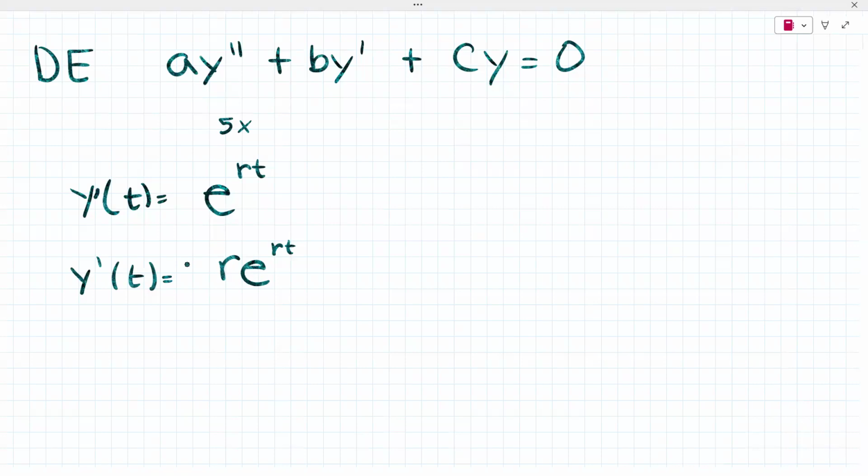And I think we also need our double prime. So y double prime of t is, so this r is like a constant. Do not use the product rule. So it's just going to be e to the rt times the derivative of rt, which is r, and then you have this extra r. They're all constants. So that is going to be r squared e raised to the rt.